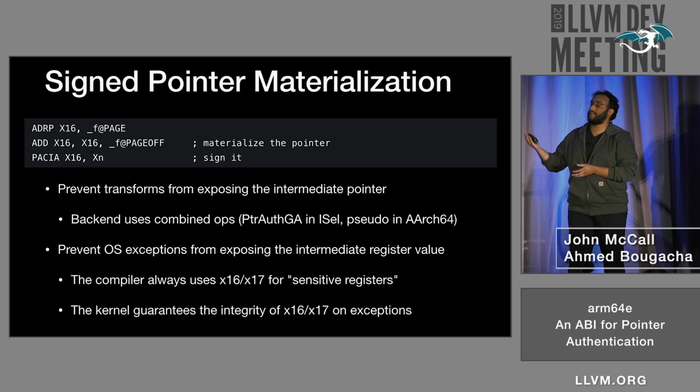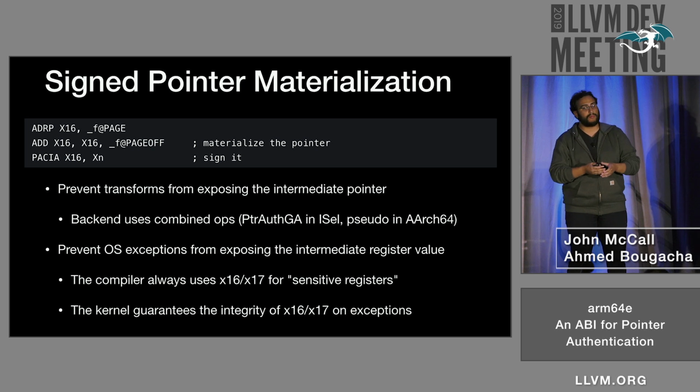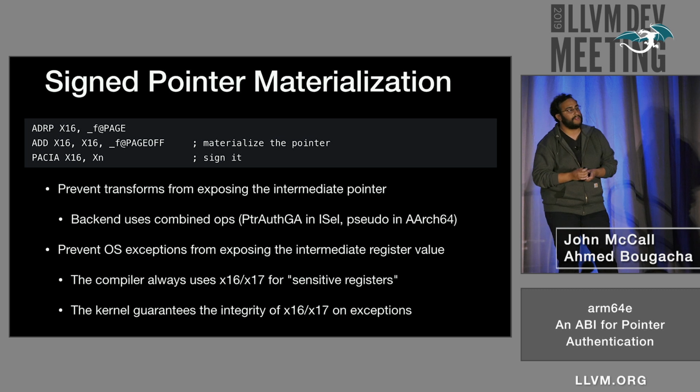But there's also another interesting problem, which is that when you get an OS exception, the kernel will have to save all of the registers to memory so that it's able to restore them later when it switches back to this process. That's a problem because that exposes these intermediate values to an attacker if they actually have control over that kind of memory. So instead, we have a special convention with the kernel where we only use two registers, x16 and x17, for any of these sensitive values. We use that in this sequence, but also in all the other sequences that I talked about earlier.